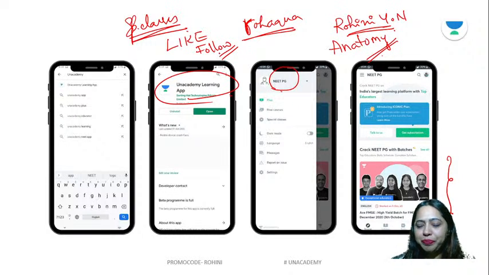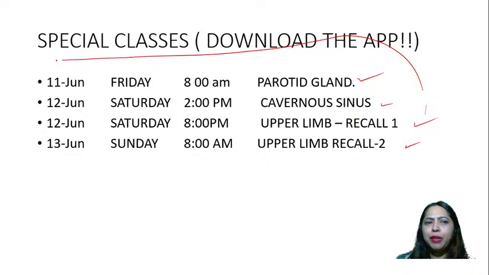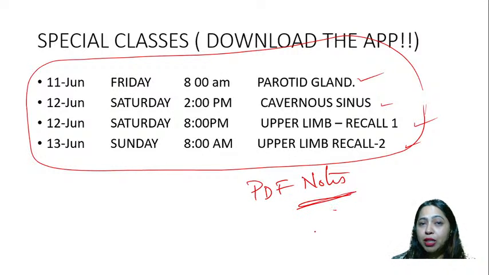And then you also have all these things lined up, like the parotid gland, cavernous sinus, which was done, and upper limb recall 1 and 2, all of which was done. Please go fetch your PDF notes. You can get all these PDF notes in case you miss the classes.